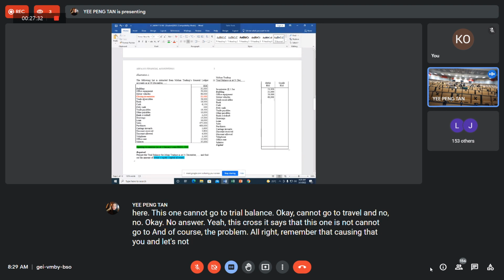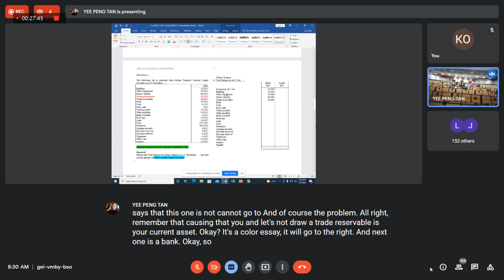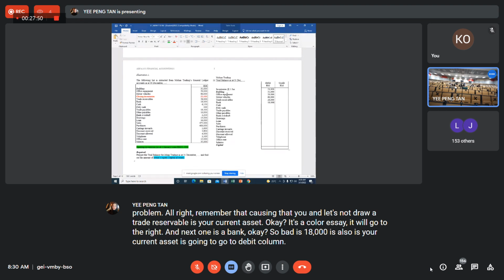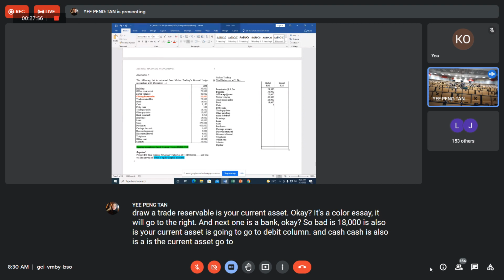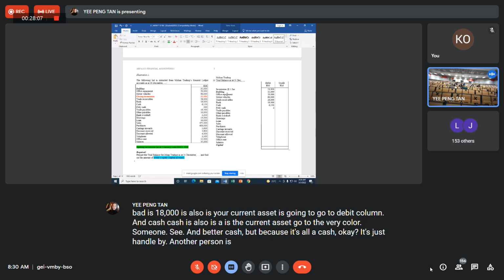And next one, trade receivable. Trade receivable is your current asset. It will go to the debit column. All right. And next one is a bank. Bank is 18,000. It is your current asset and will go to the debit column. And cash is a current asset. Go to the debit column, 6,150. And petty cash is also cash. It's handled by another person, a very small petty cash. It's also a current asset.